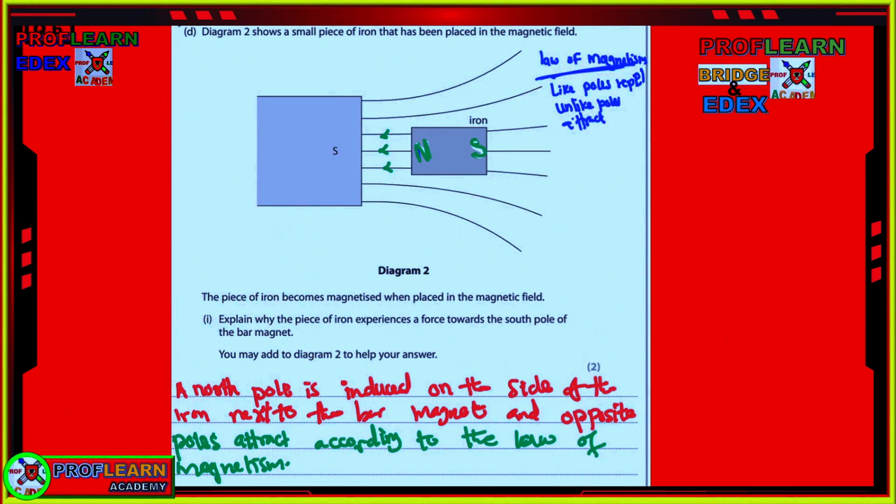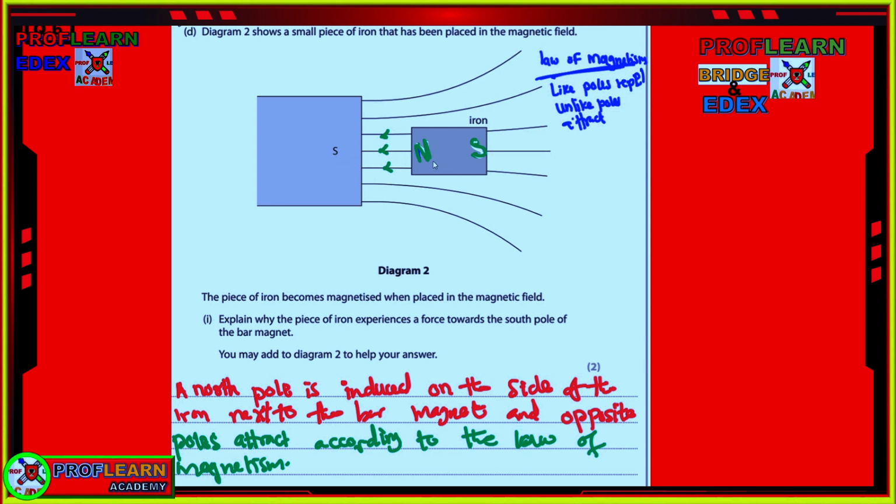Now, moving further, we are told that the piece of iron becomes magnetized. This iron is a magnetic material. So when it's put in a magnetic field, we say magnetism is induced in the iron. Which means that a north pole is generated at this side so that it can be attracted towards what?